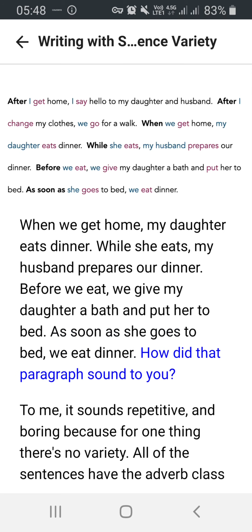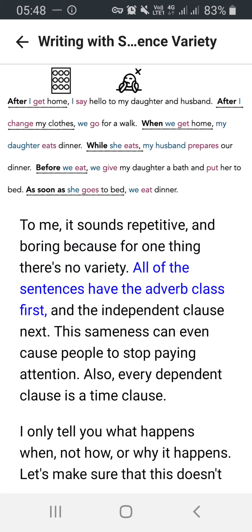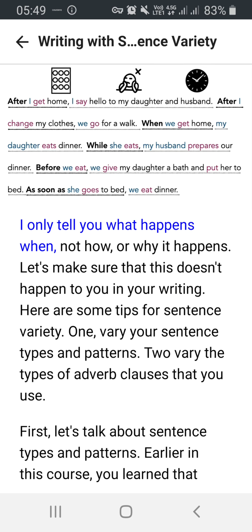How did that paragraph sound to you? To me, it sounds repetitive and boring because, for one thing, there's no variety. All of the sentences have the adverb clause first and the independent clause next. And this sameness can even cause people to stop paying attention. Also, every dependent clause is a time clause, so I only tell you what happens when, not how or why it happens. Let's make sure that this doesn't happen to you in your writing.